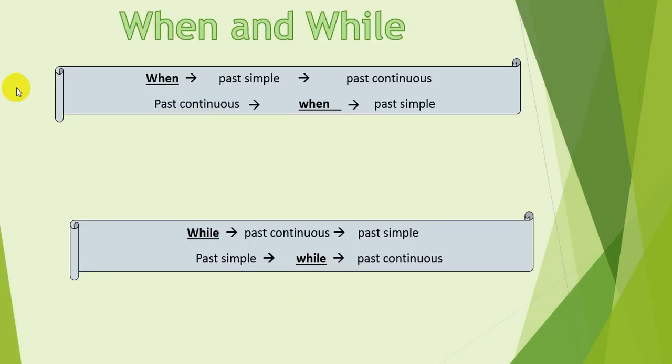Here we have when and while and when to use them with the past continuous. Look here, we have when, and right after it comes the past simple and then the past continuous. So when, past simple, past continuous. That's when at the beginning of the sentence. What comes after when? Yep, the past simple.